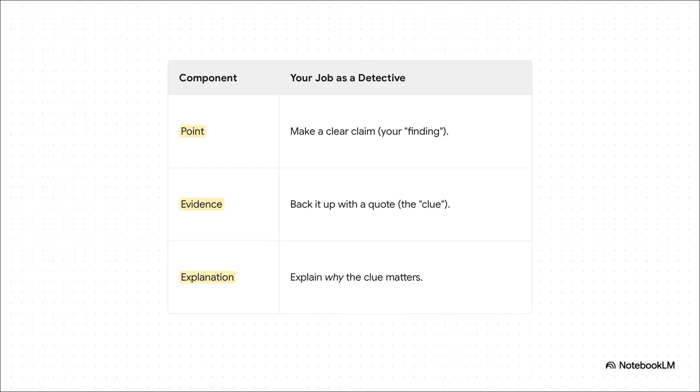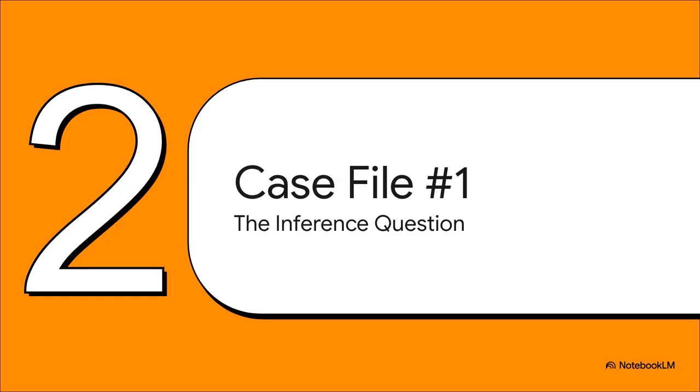Let's really think about this in detective terms. Your point is you walking into the chief's office and saying, I think this is what happened. Your evidence is you slamming the clue, a direct quote, down on the table. And your explanation? That's you connecting all the dots and showing why that clue solves the whole mystery. See? All right, detective, you got your toolkit. Let's put it to the test.